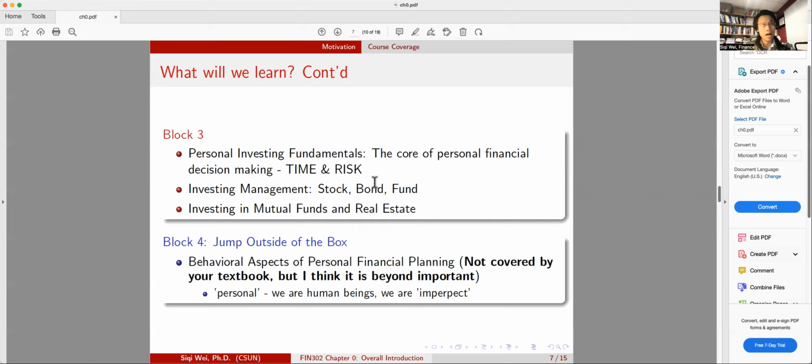Okay, so definitely we need to cover this topic to ensure we have an objective thinking when it comes to personal decisions. Okay, so that's the overview of what we are going to talk about in this class.